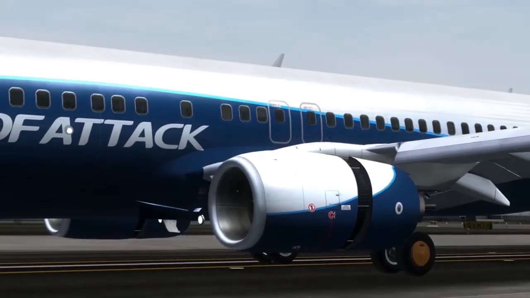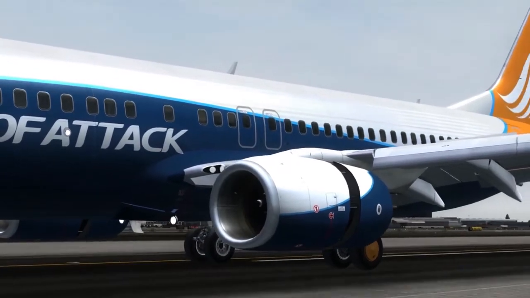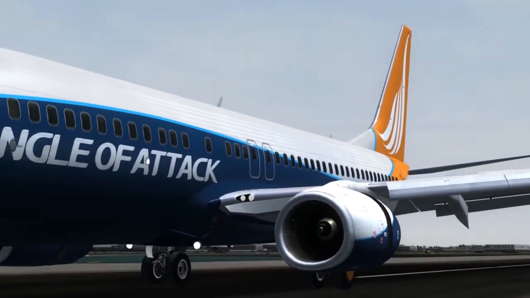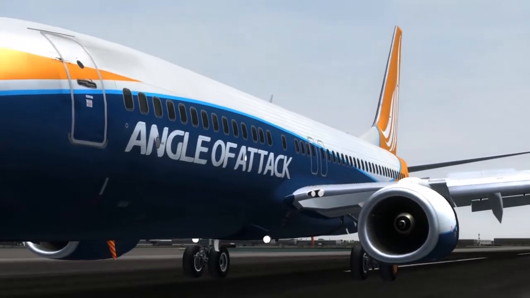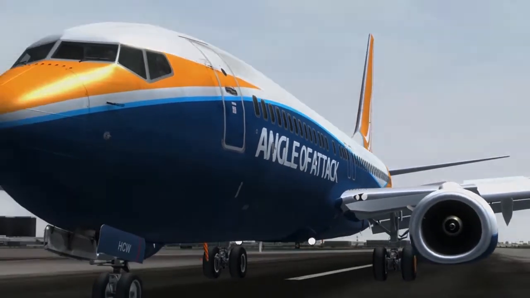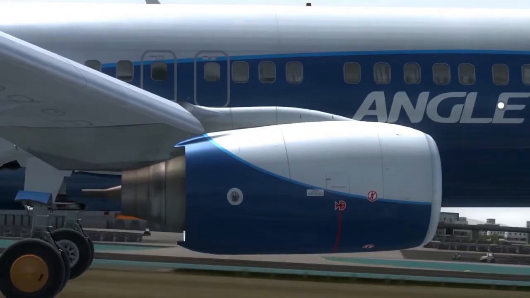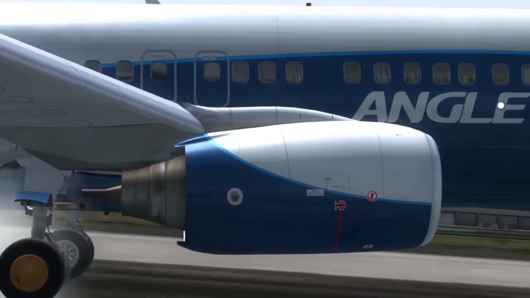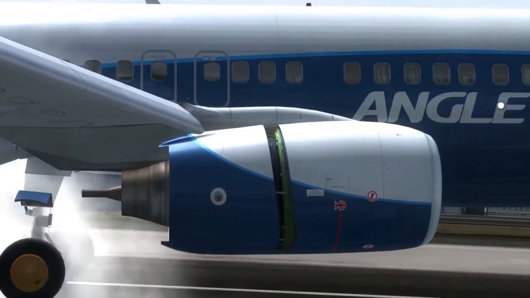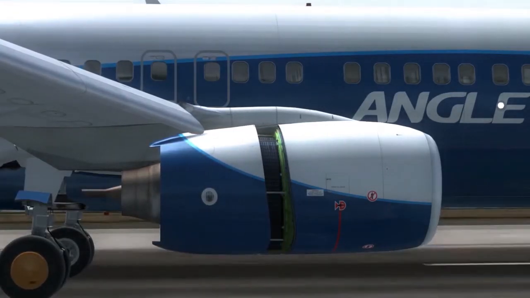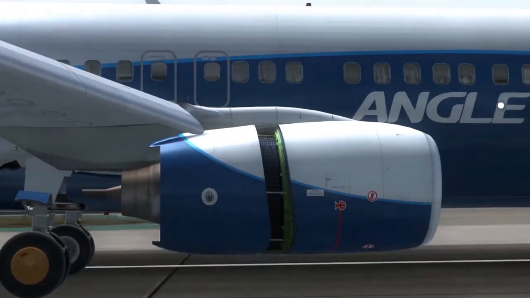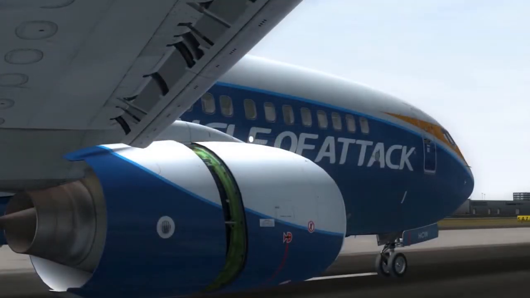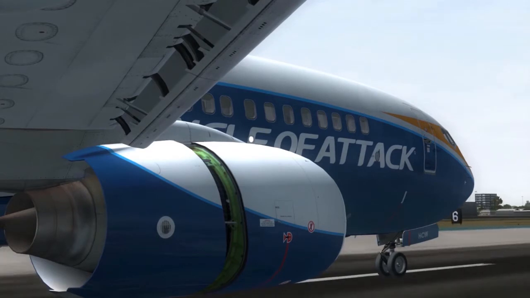Hydraulic system A pressure operates the engine number 1 thrust reverser, and hydraulic system B pressure operates the engine number 2 thrust reverser. If either hydraulic system fails, the standby hydraulic system powers thrust reverser deployment. When the standby system is used, thrust reverser deployment takes considerably longer time, and asymmetric reverse thrust may be observed.